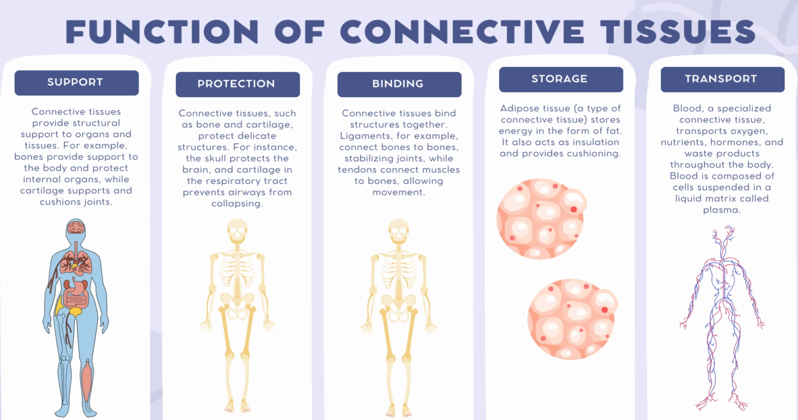Connective tissue also has a binding role. Connective tissues bind structures together, like ligaments, for example, connect bones to bones. Tendons connect muscle to bone. Keep that in mind because you all actually are tested on that when we get into the skeletal muscular system. You all need to know that. A lot of people mix those up, so don't mix them up. Ligaments connect bone to bone, it stabilizes joints, while tendons connect muscle to bone, allowing movement.